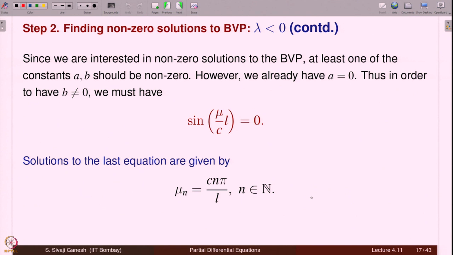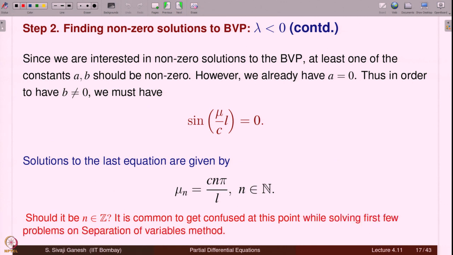So, these are the solutions. Should n belong to N or n belong to Z? Is this a mistake? Solutions of sine of something equal to 0 means that it has to be a multiple of pi, it can be an integral multiple of pi. Therefore, should it be n belongs to Z? It is a common thing to get confused at this point. It happens to everybody when they are solving the first few problems involving the separation of variables method. No, it is n belongs to N, not n belongs to Z.